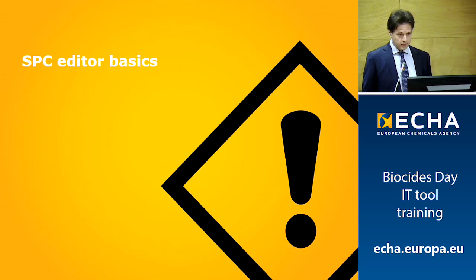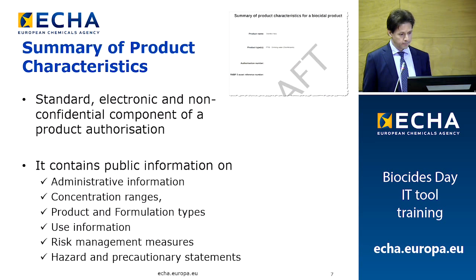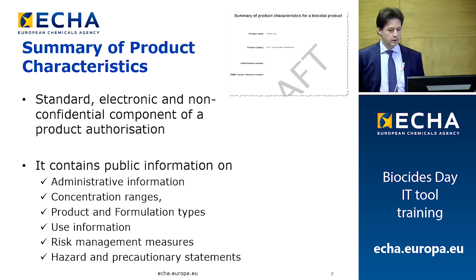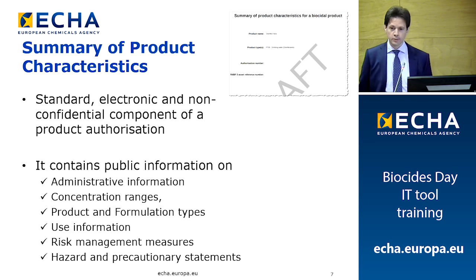So I would start from the basics, and we would start from the SPC, so the summary of product characteristic. Summary of product characteristic is a document which has a precise structure which has been agreed between competent authorities, Commission, and representatives from industry. It's standardized, contains only non-confidential information, and it is a fundamental part for every product authorization.